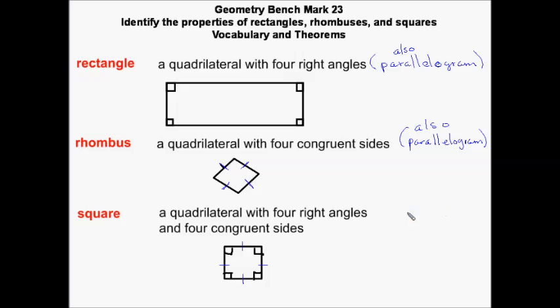So a rectangle is a parallelogram. Or sorry, a square rather. A square is a parallelogram, a rectangle, and it's a rhombus.